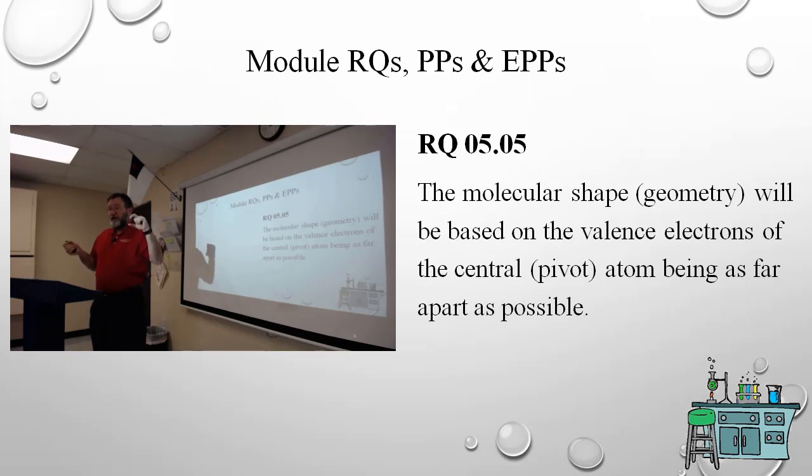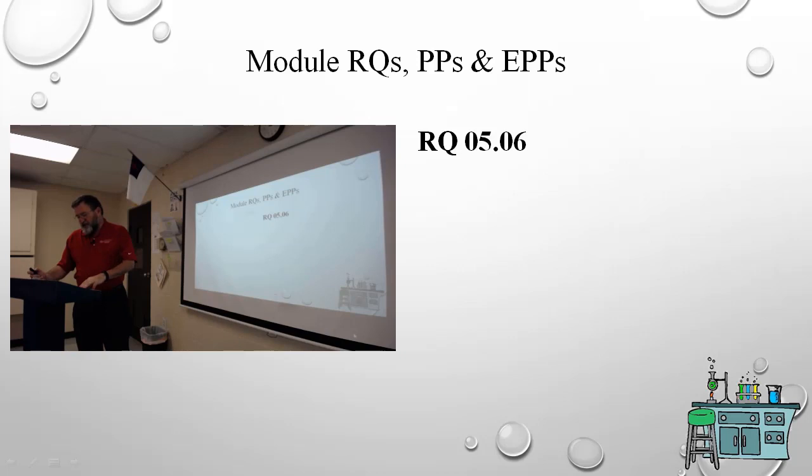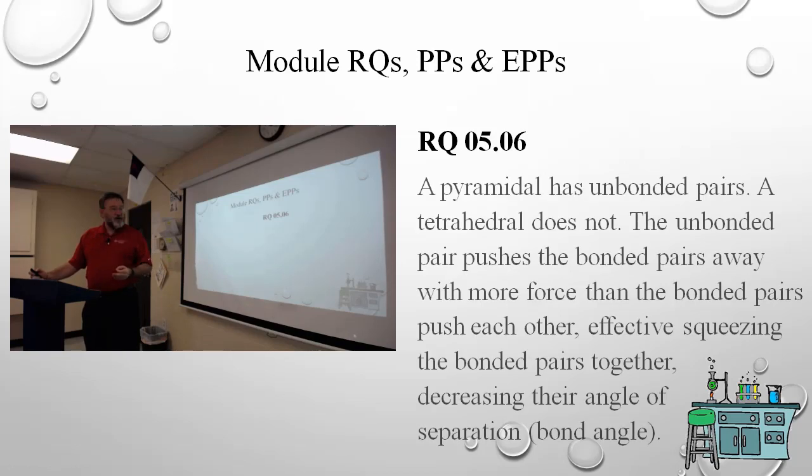Remember that an unbonded pair has a greater force pushing away than a bonded pair. Think of it too, the unbonded pair is always around that atom, and the bonded pair is occasionally away from that atom, so it's an average kind of thing. They push away so that the forces are balanced. They find a geometry where they reach equilibrium and stay there. That's the way we understand it. That's the theory. Question 5.6 asks, why are the bond angles in a pyramidal smaller than the bond angles in a tetrahedral? Because of the unbonded pair. Right, that unbonded pair.